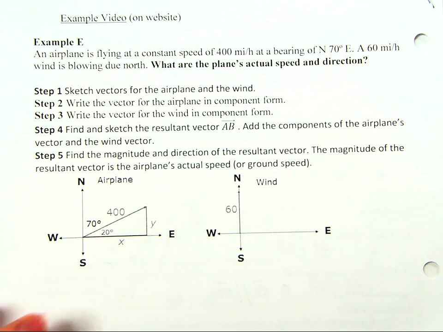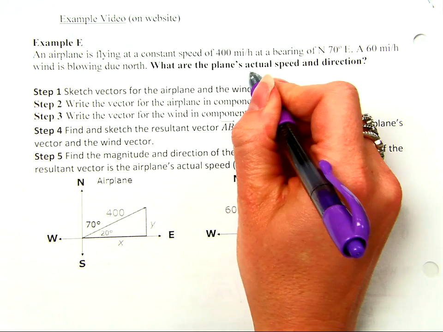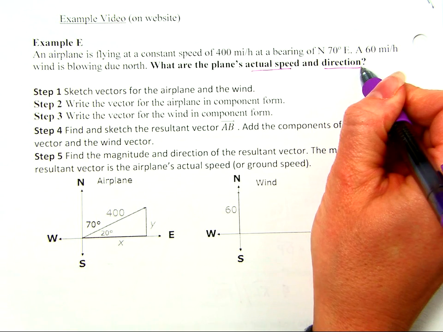Example E says that an airplane is flying at a constant speed of 400 miles per hour at a bearing of north 70 degrees east. A 60-mile-an-hour wind is blowing due north. What are the plane's actual speed and direction? So this is a pretty complicated problem. There's a lot of steps to go through, and I tried to break that down for us as best we can. We're looking for the speed and direction.